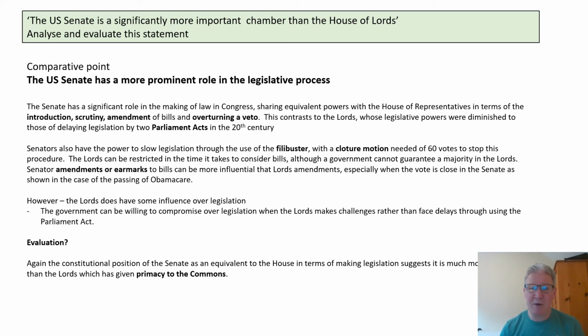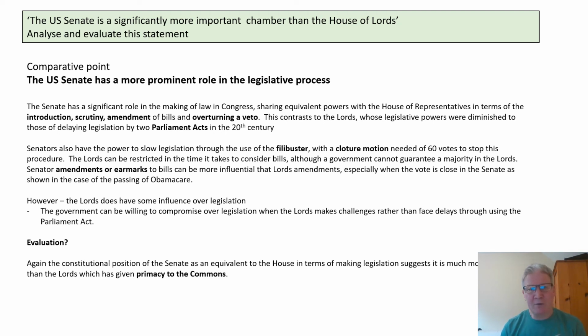Senate amendments and earmarks can be much more influential than Lords amendments, certainly, and that would be a significant difference. There are some good examples there when we looked at Obamacare, of senators who put their own pork into that particular piece of legislation for their states. However, the Lords does have some influence over this. The government can be unwilling to face delays and willing to compromise, and they may listen to the Lords when they have challenges, certainly over legislation based around constitutional changes and the rights of individuals.